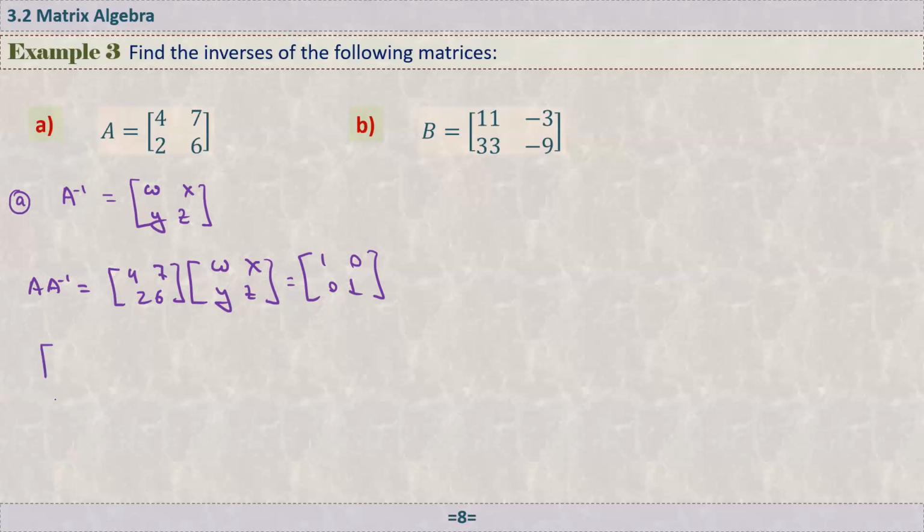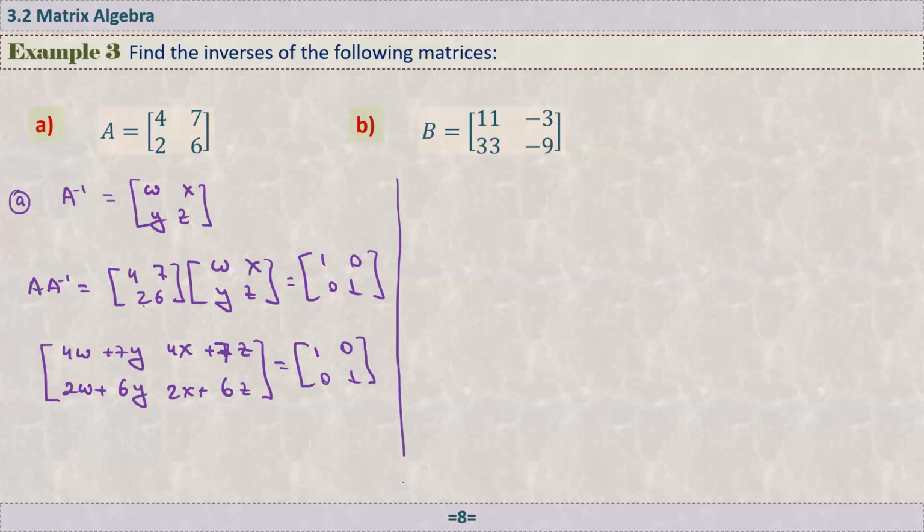So now if you multiply them together, what we have here, 4 times W, 4W, plus 7 times Y, 7Y. And 4 times X, here we have 4X, plus 7 times Z, 7Z. And here we have the second row, 2 times W, 2W, plus 6 times Y, 6Y. 2 times X, so here we have 2X plus 6 times Z, right? That is 6Z. On the right hand side, here we have the identity matrix 1, 0, 0, 1. So actually, as you see here, we will form a system of equations.